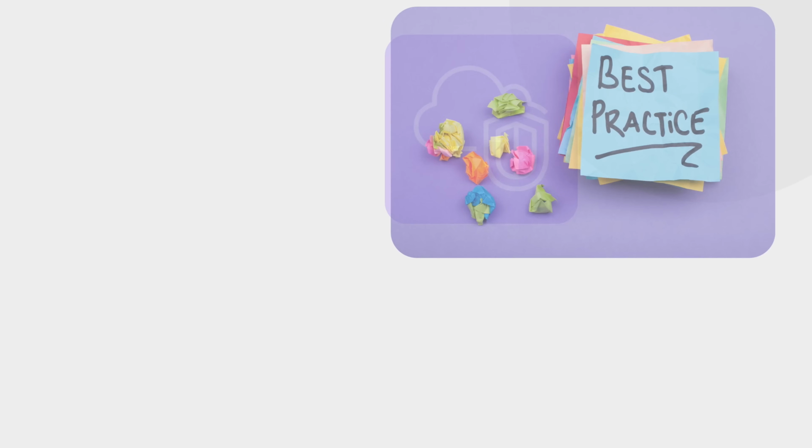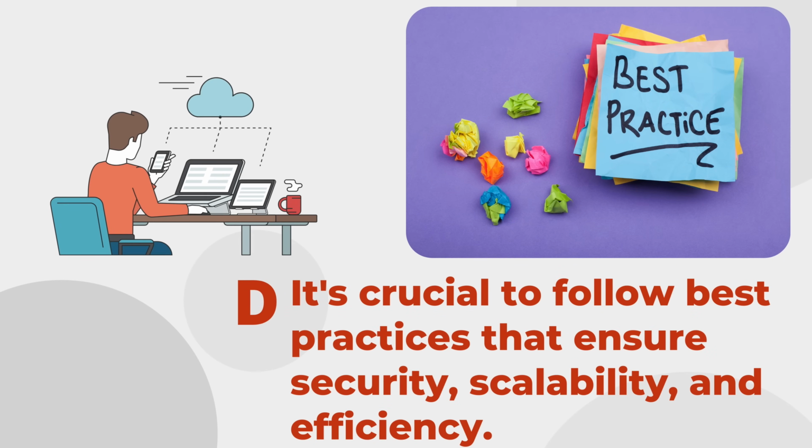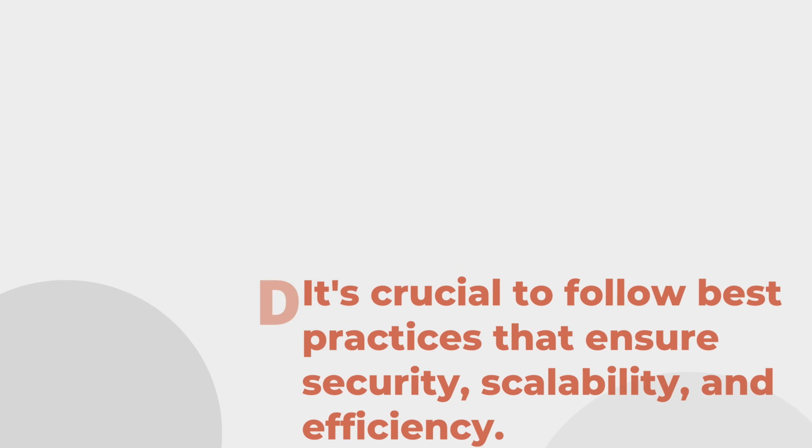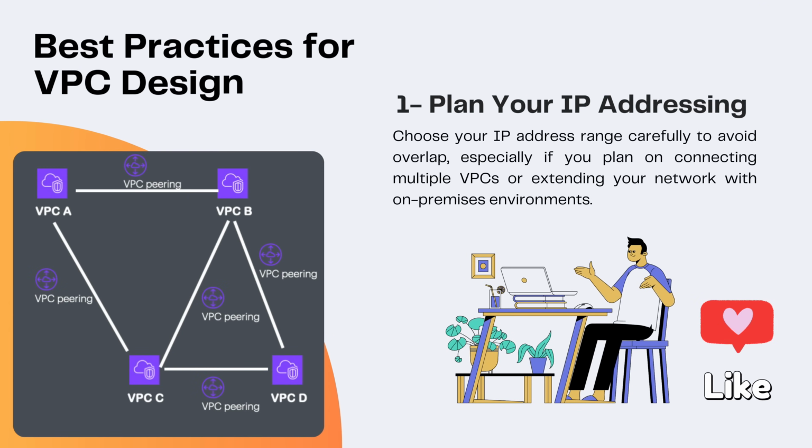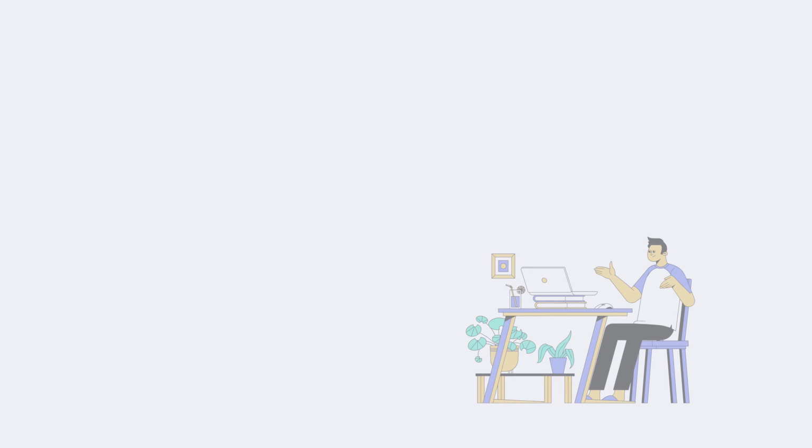To get the most out of your AWS VPC, it's crucial to follow best practices that ensure security, scalability, and efficiency. Based on AWS recommendations, here are some key tips. 1. Plan your IP addressing. Choose your IP address range carefully to avoid overlap, especially if you plan on connecting multiple VPCs or extending your network with on-premises environments. AWS suggests using a large enough CIDR block to accommodate future growth while avoiding common IP address ranges that might conflict with other networks.